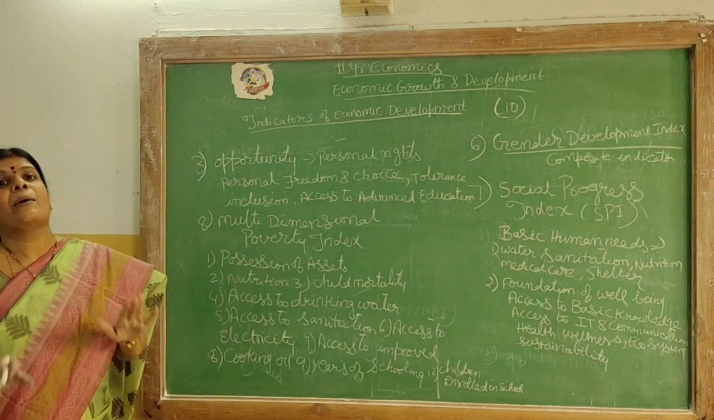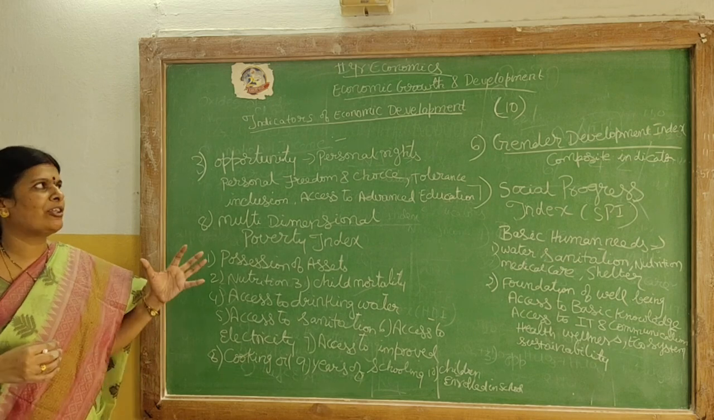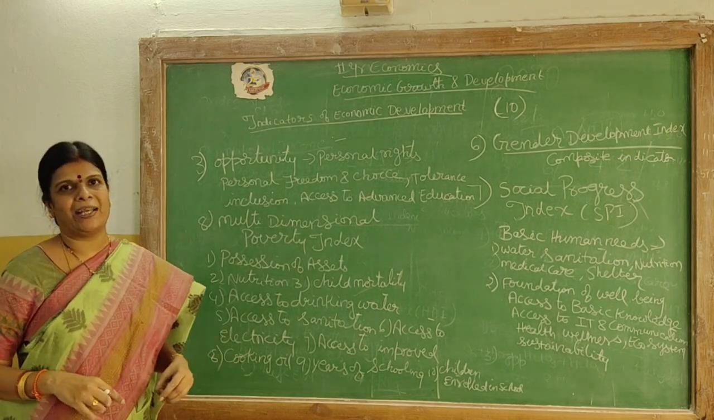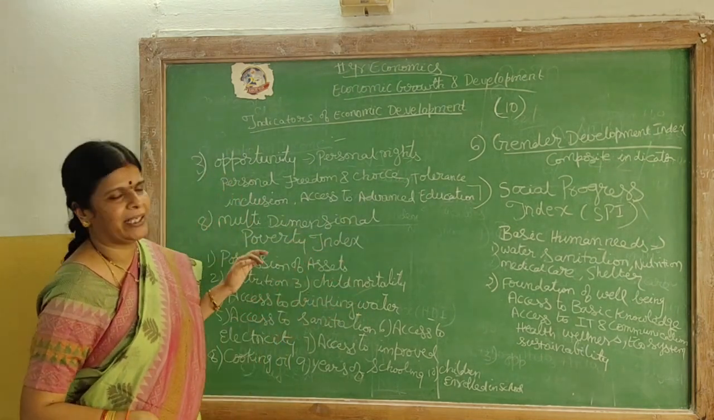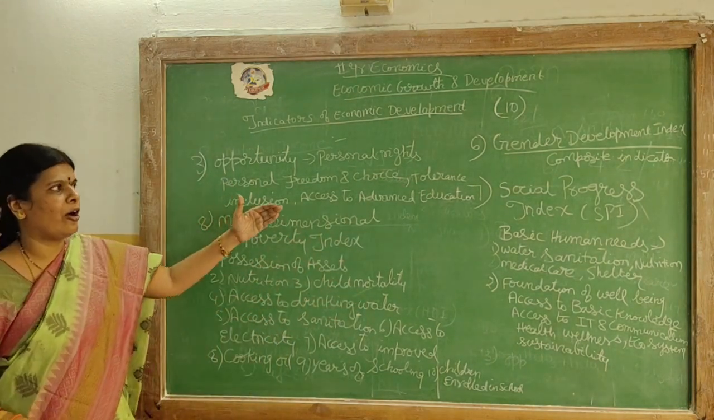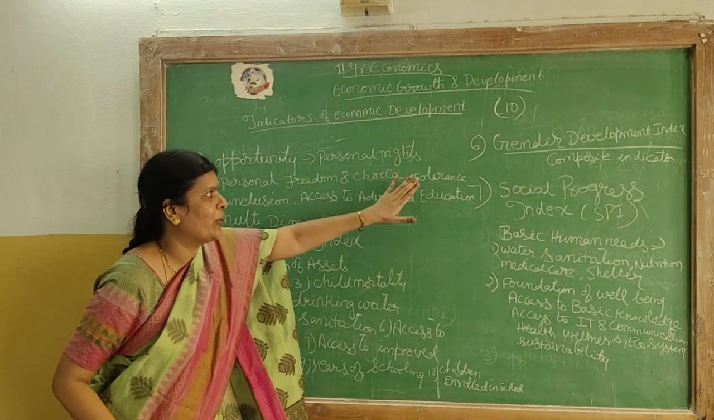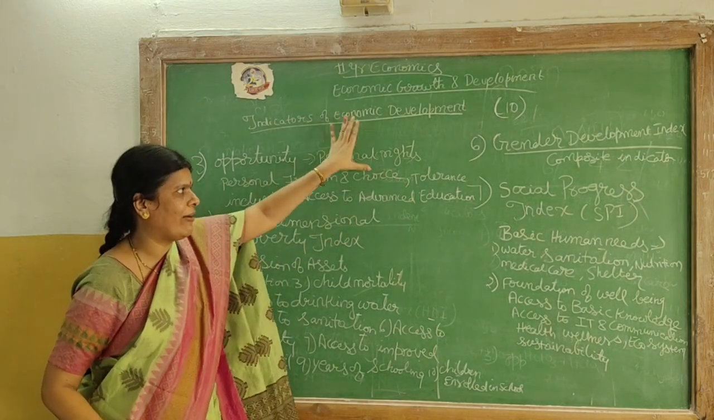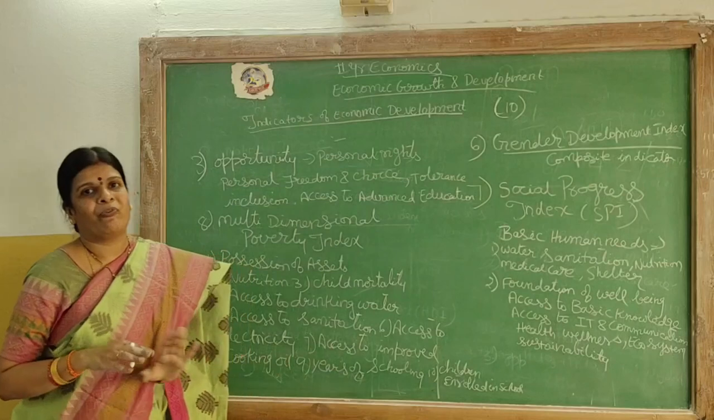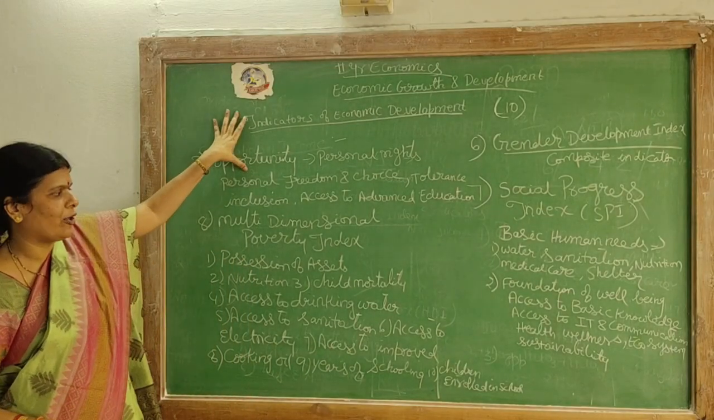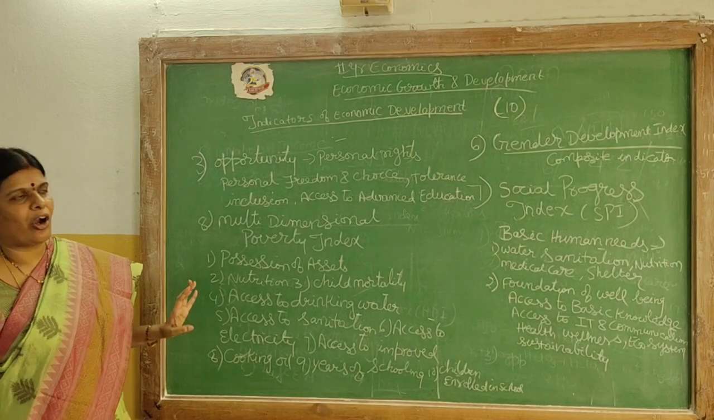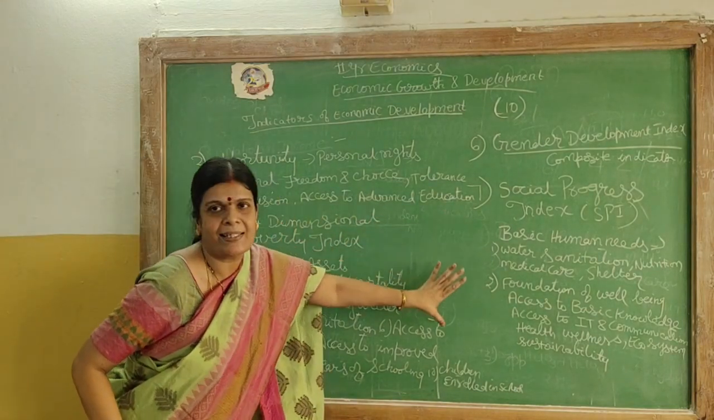Tolerance. Tolerance is patience. We should be patient. Without tolerance, disturbances in politics and everything arise from lack of tolerance. To achieve economic development, we should first have tolerance. Then only we can achieve this economic development. This is for the social progress index.